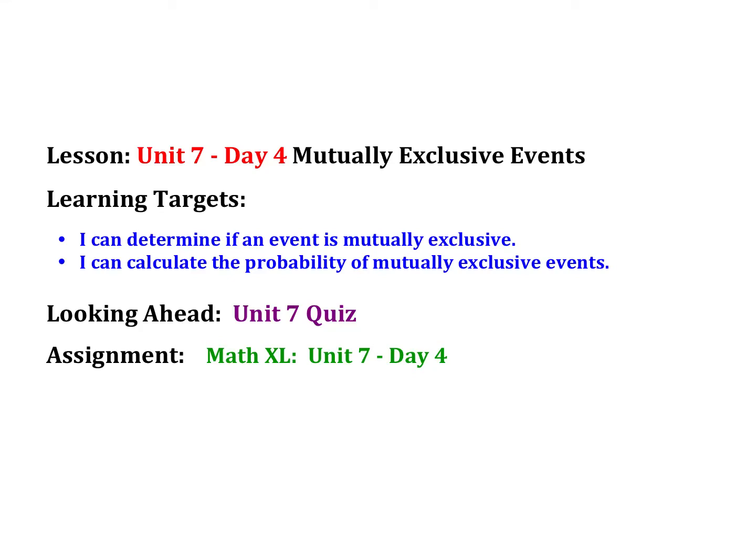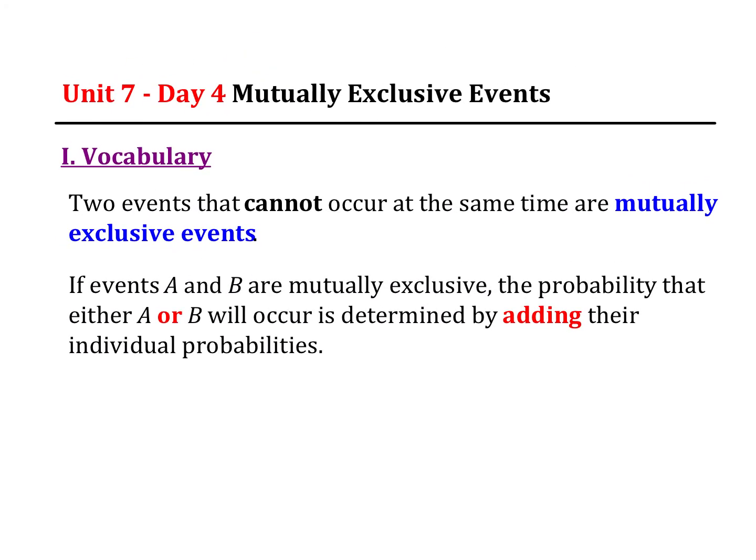Hey there everybody, Mr. D here, and in this video we're going to discuss mutually exclusive events. So let's see, what does that even mean? Mutually exclusive events are when two things cannot occur at the same time. They are each completely separate from one another.